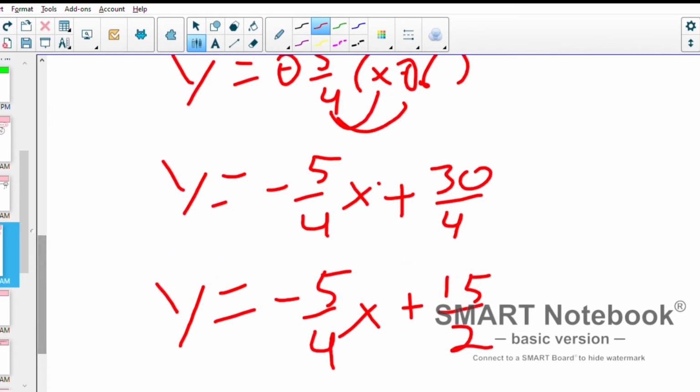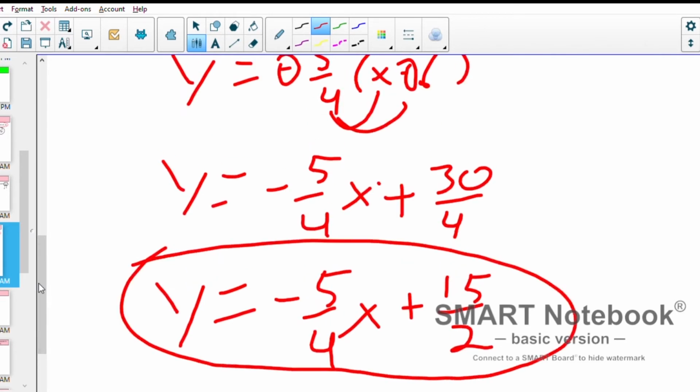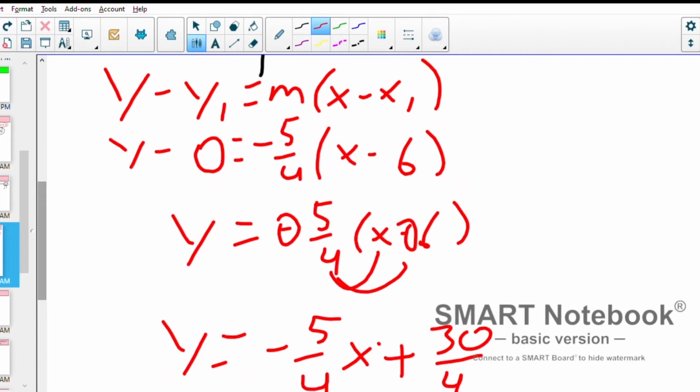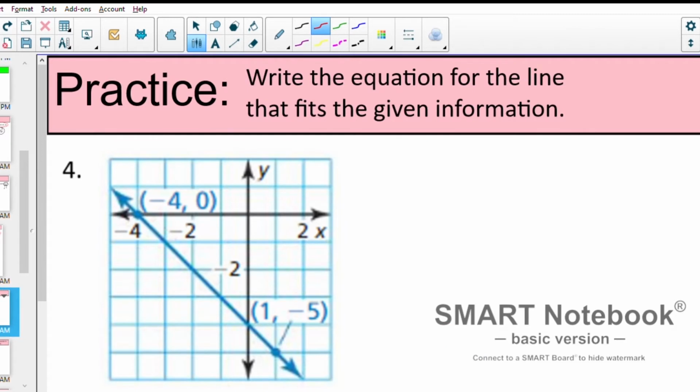All right, so this form is in slope-intercept form. We were okay in any one of these forms from here on to the end. They're all the same thing. Let's move on to our next one.